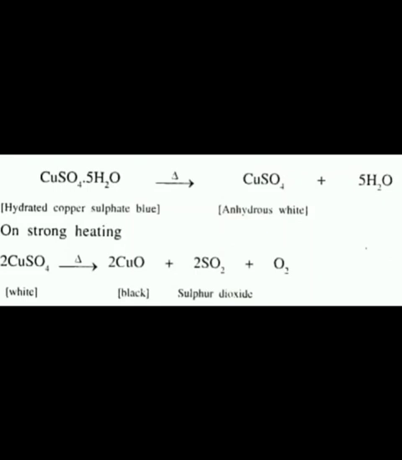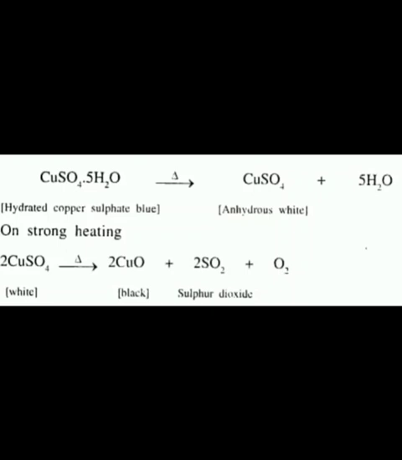Remember, when heat is applied on a hydrated substance like copper sulfate, the water molecules are separated and it produces the anhydrous sulfate substance. And when you heat strongly, it produces the metallic oxide. For example, anhydrous copper sulfate, when it is decomposed in the presence of heat, produces copper oxide plus sulfur dioxide plus oxygen gas.